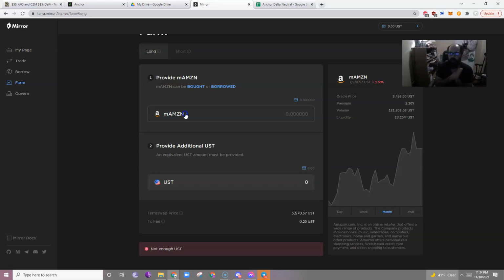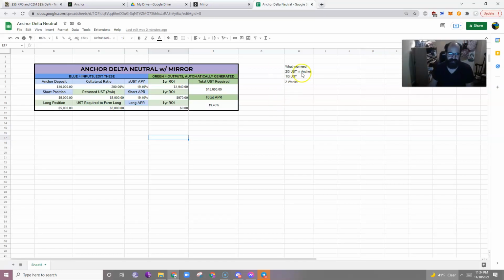So, we deposited $10,000. We shorted $5,000. So now we need to long $5,000, but we can't use any collateral because we've already collateralized all of our AUST. So this is where you actually need 5,000 USD sitting on the side, right? So if you look at the delta neutral strategy, what do you need? You need 2/3 of the total as UST in Anchor, also known as AUST, and you need 1/3 of the total as UST. So that third is now being utilized for your long position.